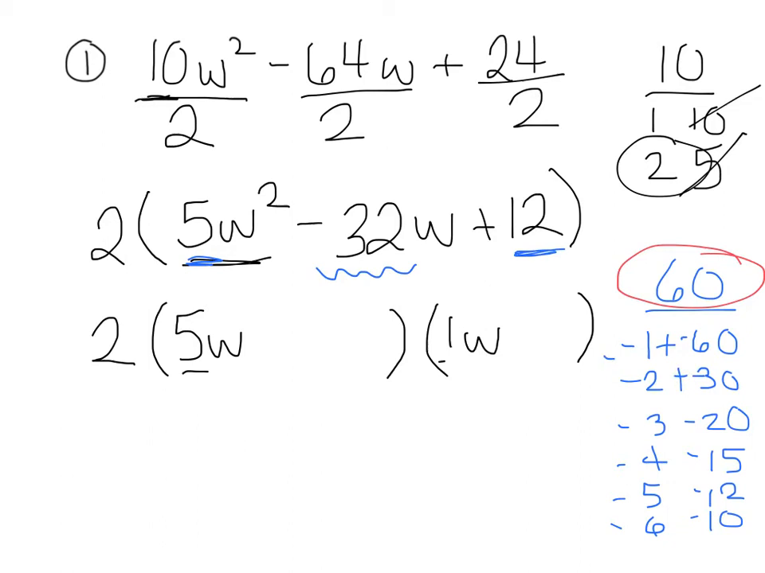So if I take negative 60 plus negative 1, I get negative 61, which isn't what I want. So I'm going to try the next one. So negative 30 plus negative 2 is negative 32. So I found my 2 numbers, because I'm looking for 2 terms that add up to negative 32.